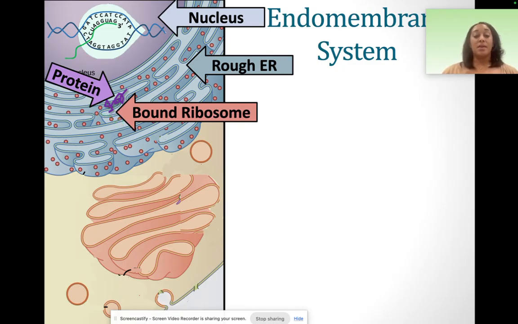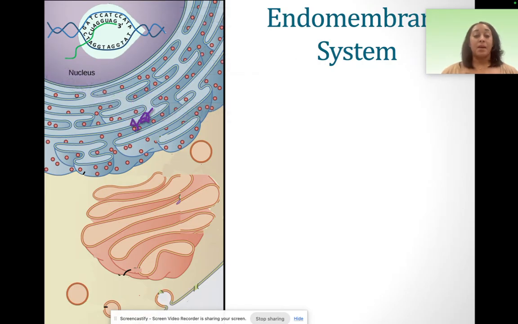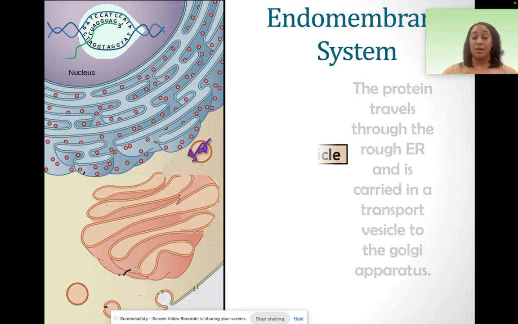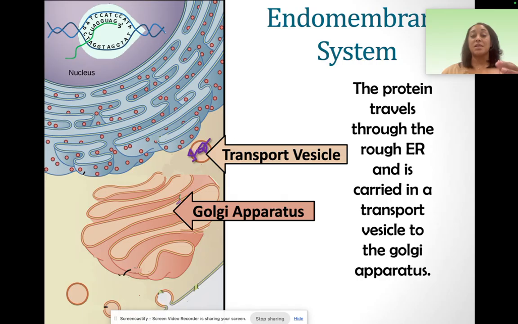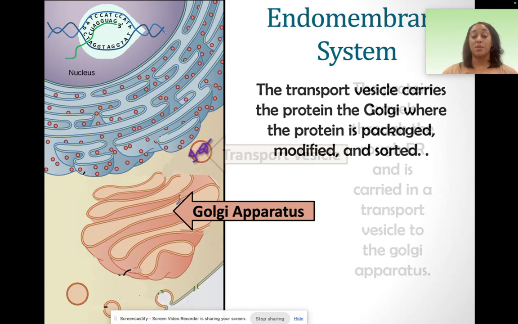All right, so the next step. There's our little protein. Now remember, the proteins that are made on the rough ER are going to be transported out of the cell. In order to do that, we're going to need a transport vesicle. The protein travels through the rough ER and is carried in a transport vesicle until it gets to the Golgi apparatus. Remember, the Golgi apparatus is like the post office. It's going to package and prepare those proteins for transport.